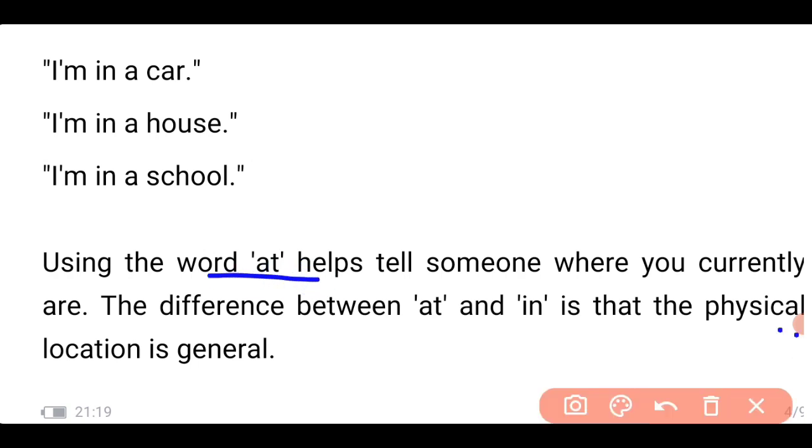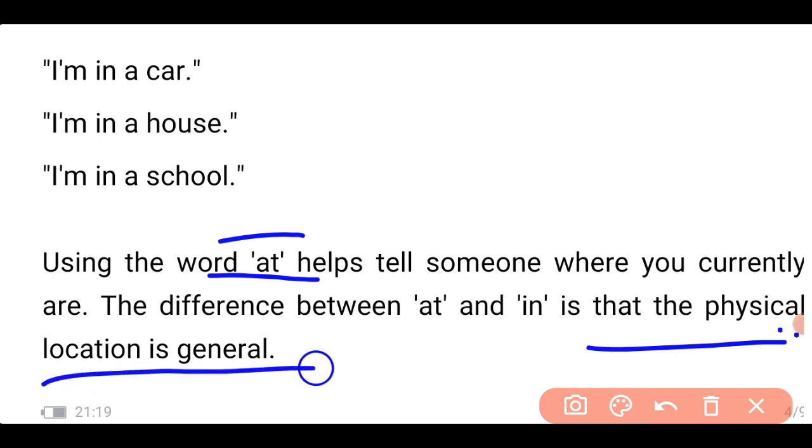And here you can see using the word "at." Now we are going to study about the word "at." The word "at" helps tell someone where you currently are, right? Wherever you are in your present time, it helps the person to describe himself or herself. The difference between "at" and "in" is that the physical location is general, right? The physical location is general between these two things, the main difference.